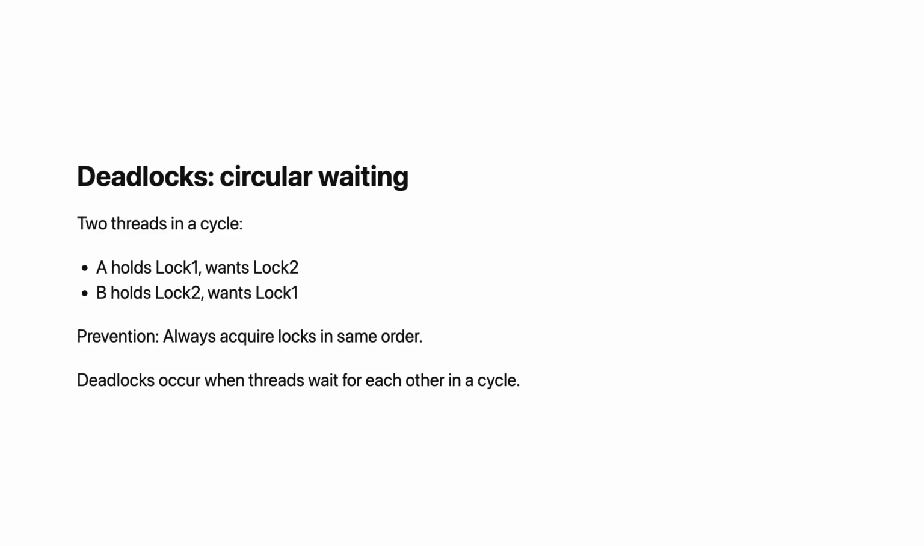Preventing deadlocks: always acquire locks in the same order. If everyone takes lock 1 before lock 2, no cycle forms. Detecting deadlocks: the JVM can detect them. Thread dumps show which threads wait for what. Deadlocks do not crash, they freeze. The symptom is a program that stops doing anything. No errors, no progress.